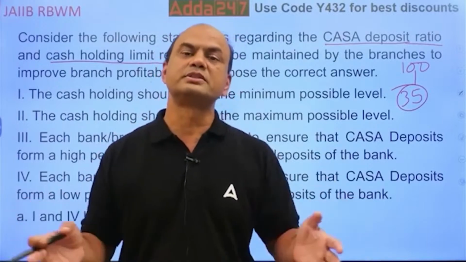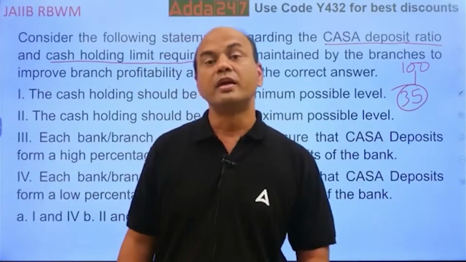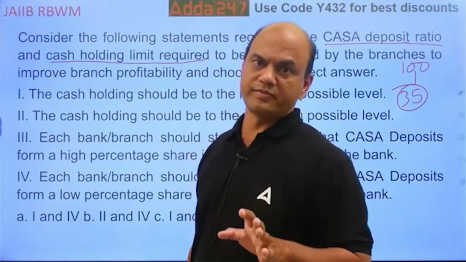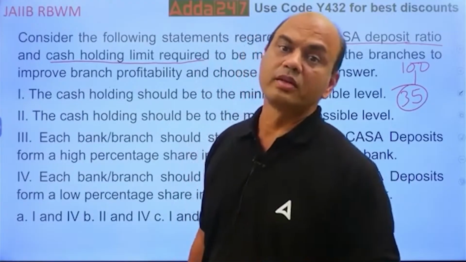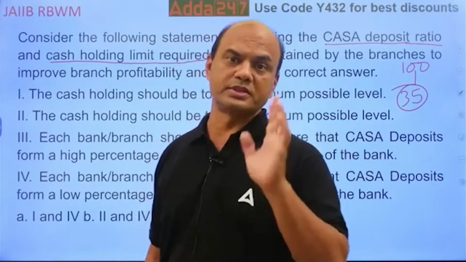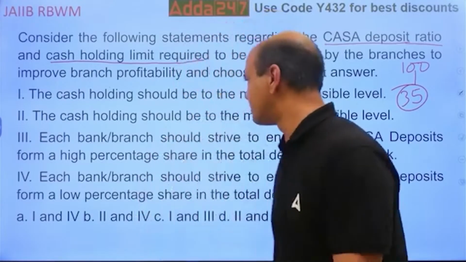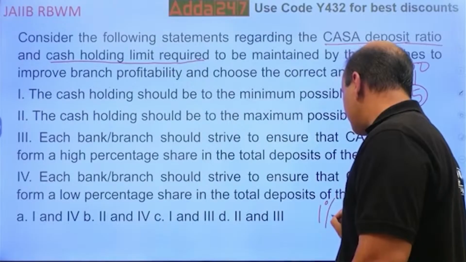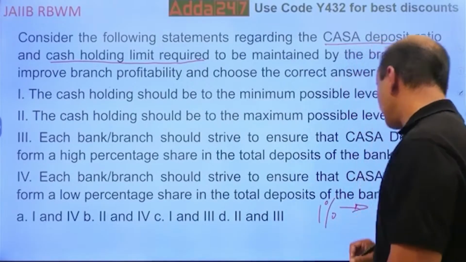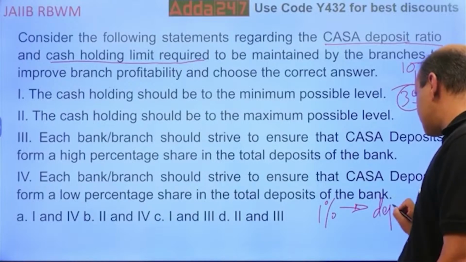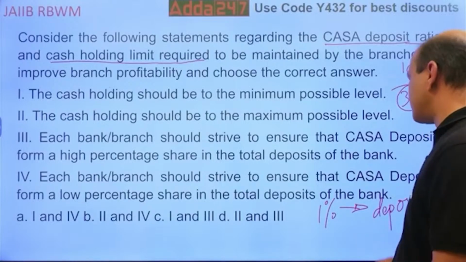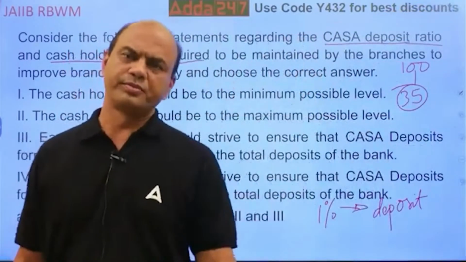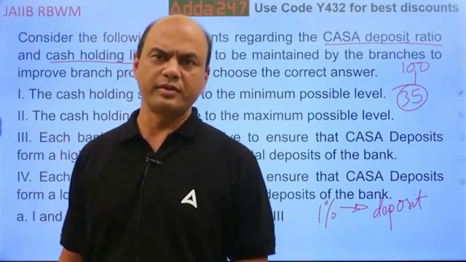Everything in the branches is totaled for the overall bank. And regarding cash holding, in any branch, your cash holding should not be more than 1% of your total deposits. Very important thumb rule. So, cash holding should not be more than 1% of your deposits. These are the two thumb rules any bank, any branch should follow. They'll be hugely profitable.